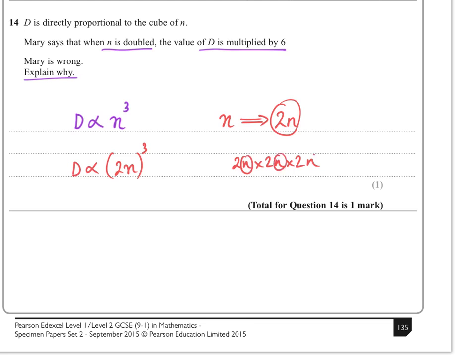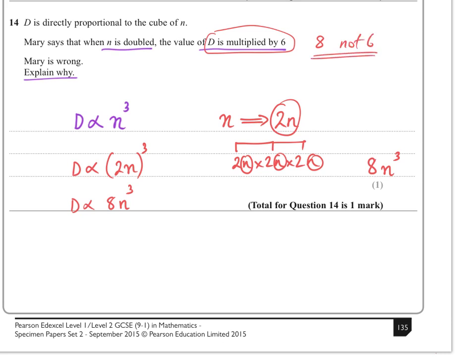So yes, we have the n cubed here, but what do we have here? We have 2 times 2 times 2, which is not 6, it's actually 8. So D would be proportional to 8n cubed. So it seems to me that when n is doubled, the value of D is actually multiplied by 8, not 6. So you can do your explanation, and that's your good reason as to why Mary is wrong.